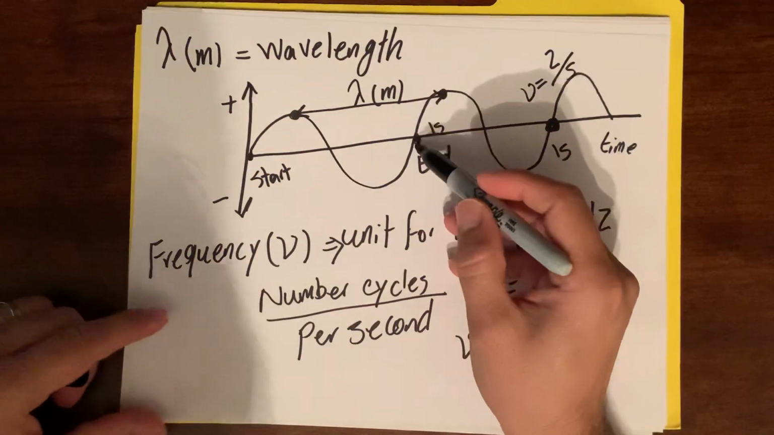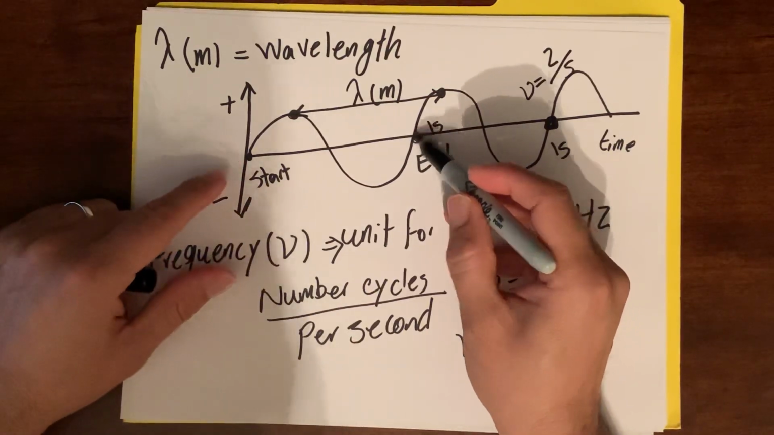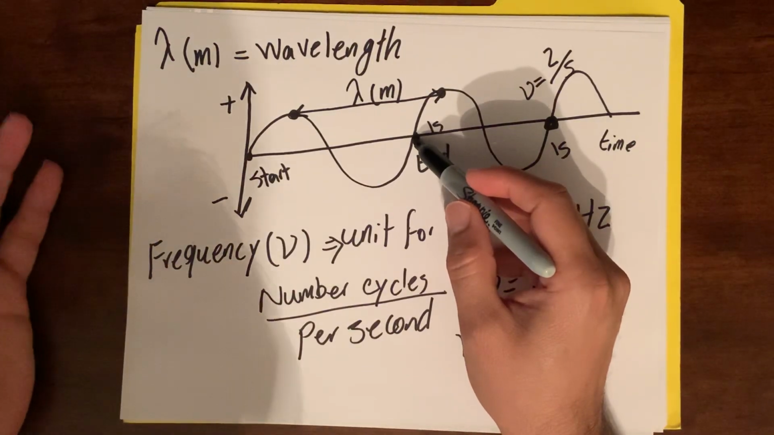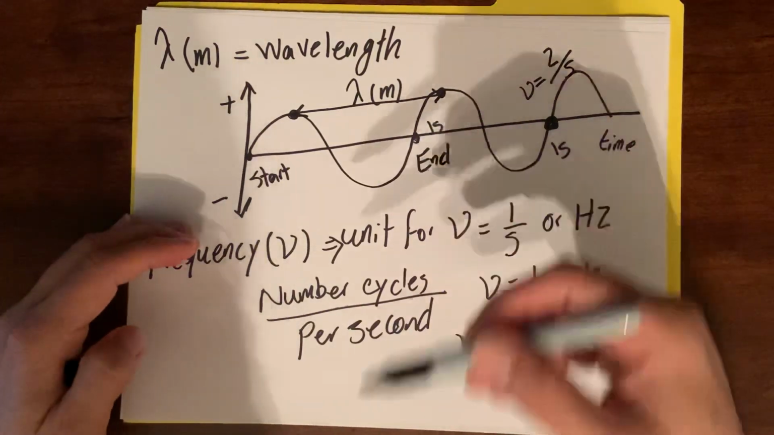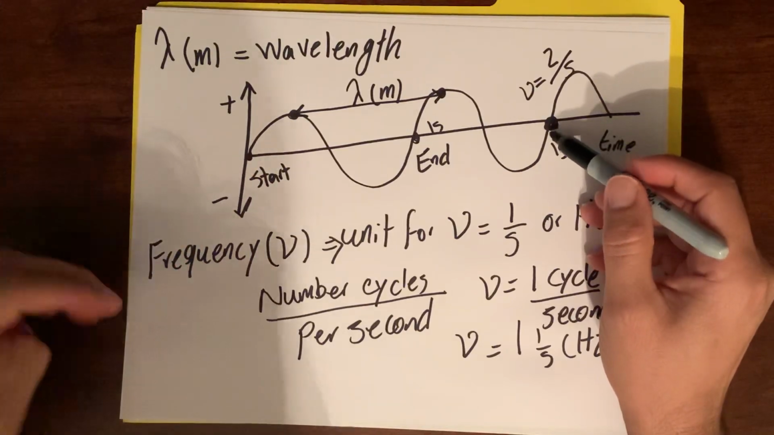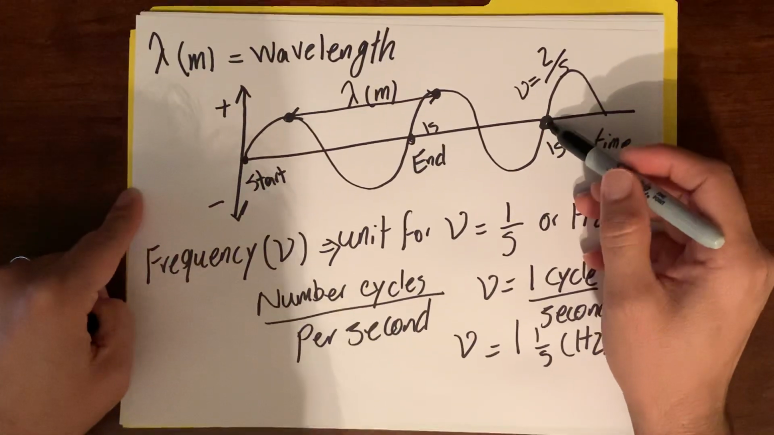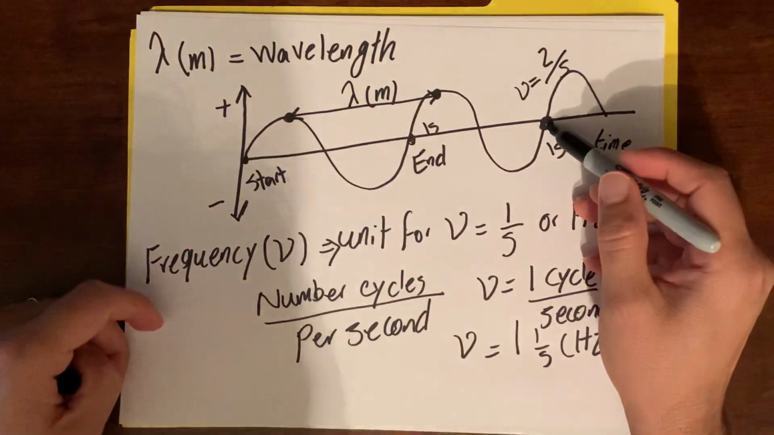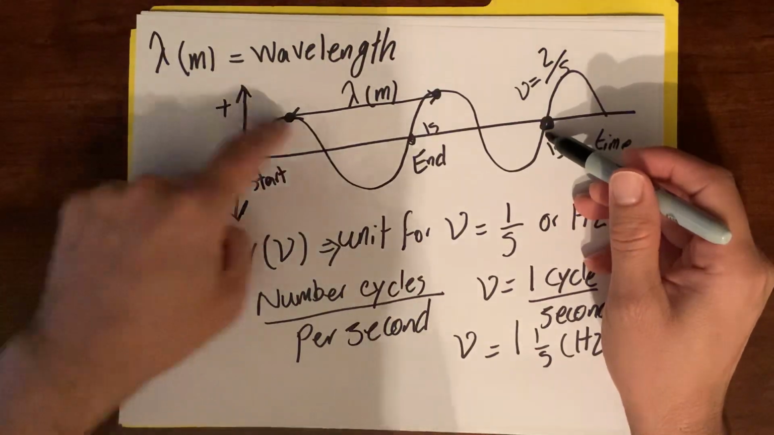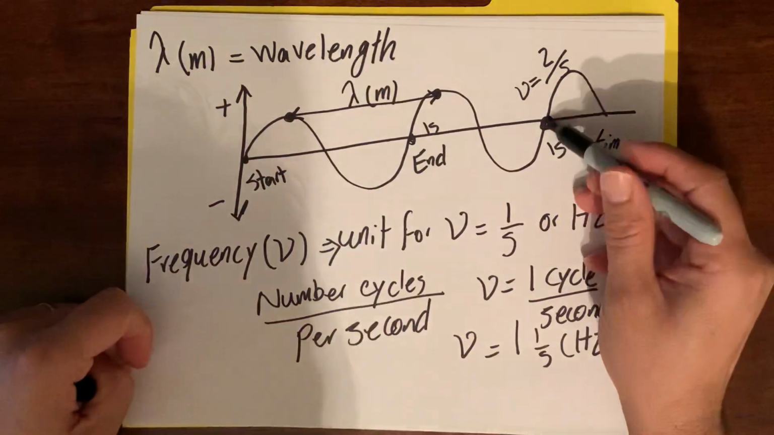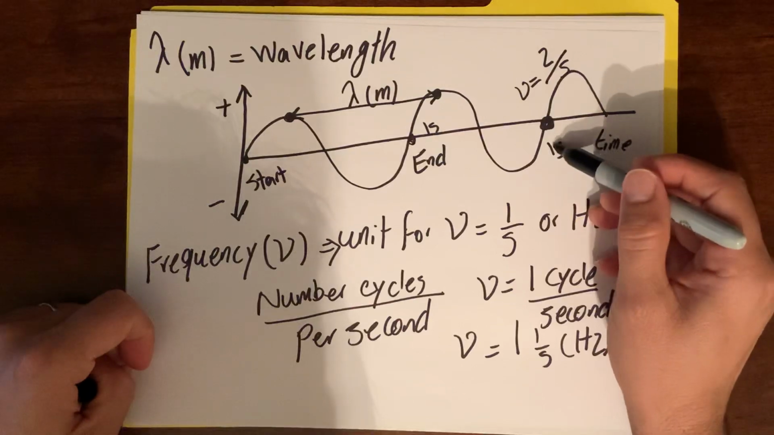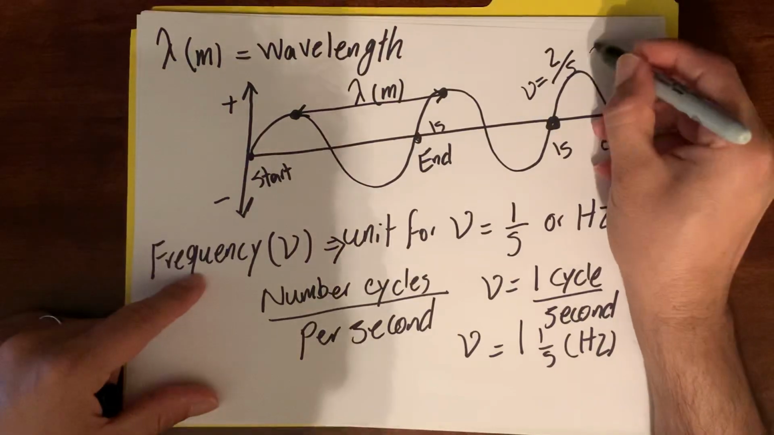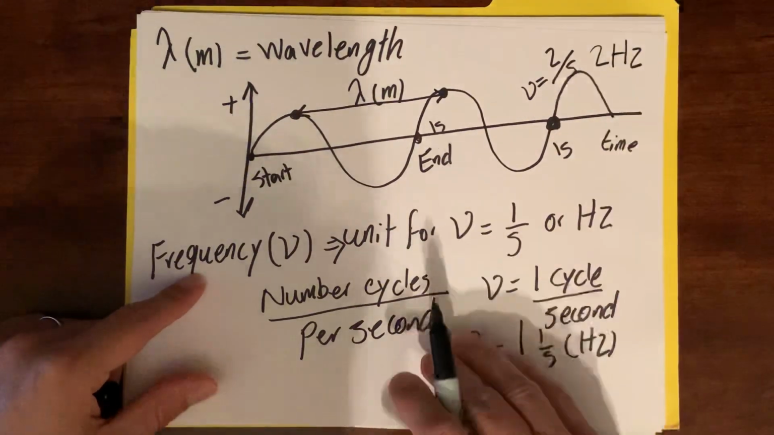Again, if I click on this point and only 1 cycle passed, the frequency is going to be 1/second. Next, if I click on this point and measure how many cycles are passing us, let's assume 2 cycles are passing us in 1 second. In that case, the frequency is going to be 2/second or 2 hertz.